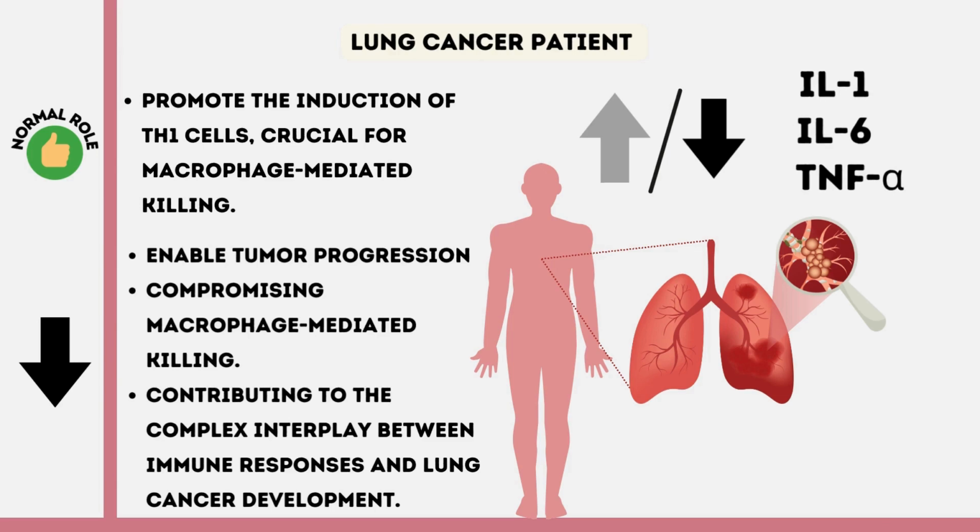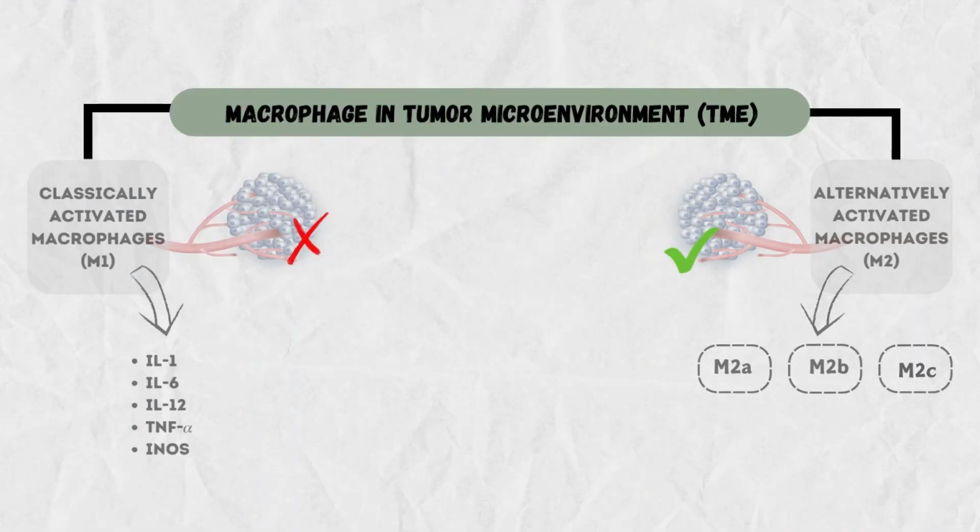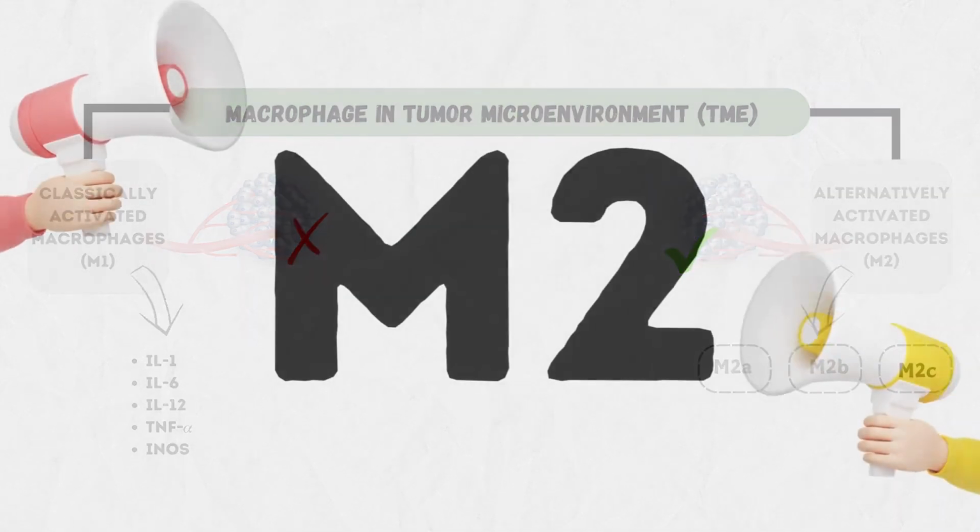However, in cases of decreased cytokine production, it may limit the cytotoxic potential of alveolar macrophages or tumor-associated macrophages, TAMs. This limitation can enable tumor progression by compromising macrophage-mediated killing, contributing to the complex interplay between immune responses and lung cancer development. Now, we continue with alternatively activated macrophage, or M2.